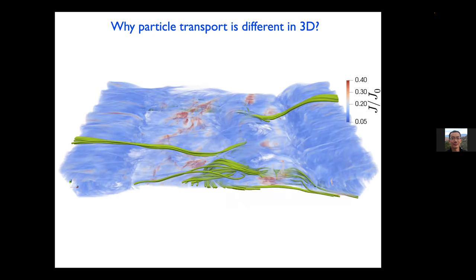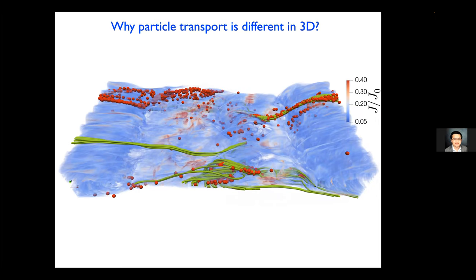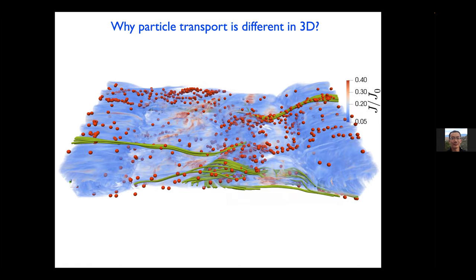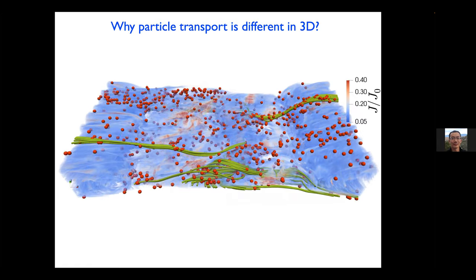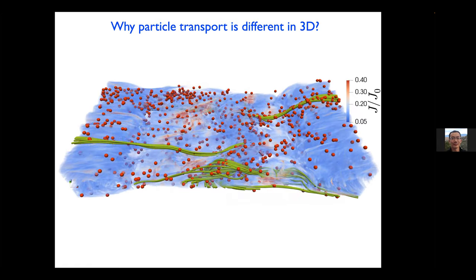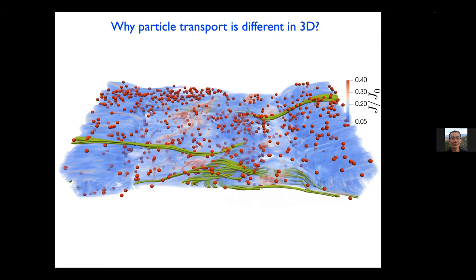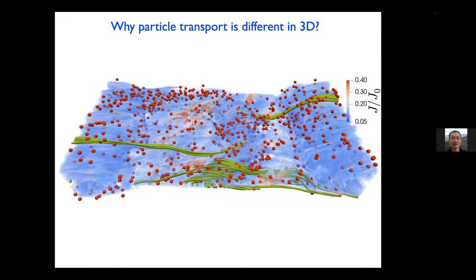To show this, we did some test particle simulation using one snapshot, and we only inject particles in a very small region. Very quickly those particles spread across most of the reconnection region. That indicates that particle transport within the three-dimensional turbulent reconnection region can be very efficient.